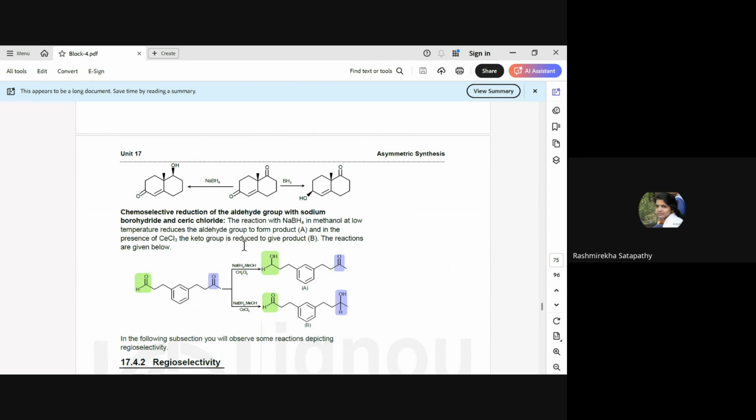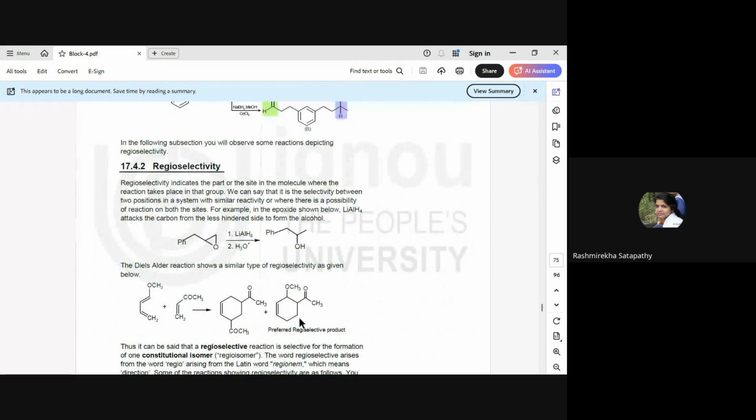Chemoselectivity: reduction of the aldehyde group with sodium borohydride and sodium chloride. What is regioselectivity? Regioselectivity indicates the site of the molecule where the reaction takes place in the group. We can study, for example, the epoxide: lithium aluminum hydride attacks the less hindered side of the carbon to form the alcohol. This is the regioselectivity. Only one isomer is forming.